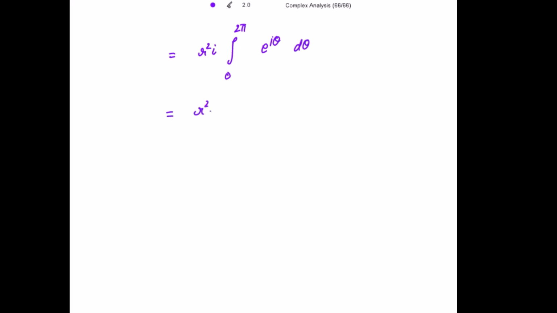So this is r squared into i, and the integral of e^(iθ) is e^(iθ) divided by i, and the limits from 0 to 2π. So this i cancels out with this i, and now putting the limits, putting the upper limit, we get e^(2πi) minus e^0.